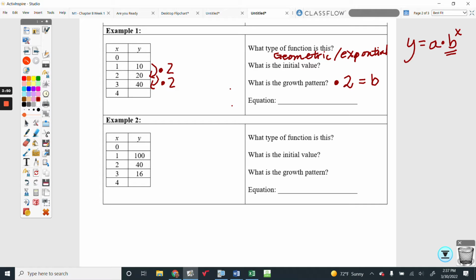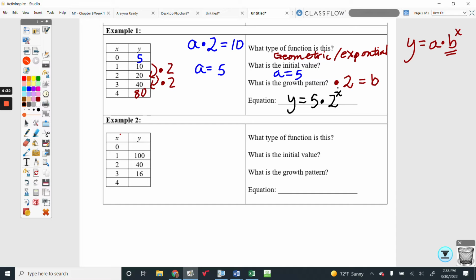What is our initial value? I don't know. Let's go ahead and try to fill out my table so I can figure that out. After 40, I'll have 80 because I multiply by 2. So what number was there? I need to think about it. I'm looking for a. So I multiplied a by 2 and got 10. So whatever was there got multiplied by 2 to get 10. So that makes it 5. And so my initial value is 5. I can use that information to help me write my equation. My equation is y equals 5 times 2 raised to the x. There's my equation. Pretty straightforward.